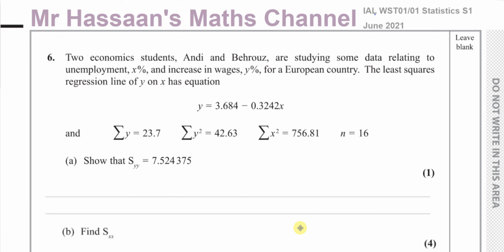The least squares regression line of y on x has equation y equals 3.684 minus 0.3242x. And then they give us some data: the sum of the y values, the sum of the squares of the y values, the sum of the squares of the x values, and the number of entries. We have to show that SYY equals 7.524375.